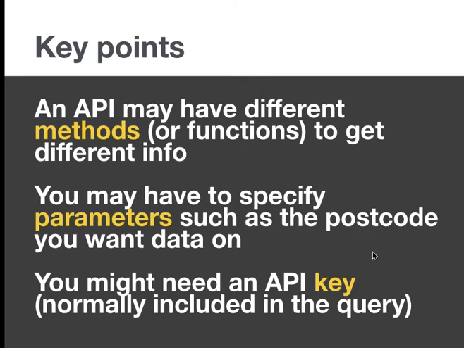You might also need to specify parameters, particular ingredients of your question, such as the location of the map that you want to draw or the postcode that you want data on. And you may need an API key as well, which is normally included in the query. And again, that query is normally in the shape of a URL. We'll cover separately how to form that URL and get that data. Normally you have to write some code, such as in R or Python, but I just want you to understand at this point what the jargon is really surrounding an API.